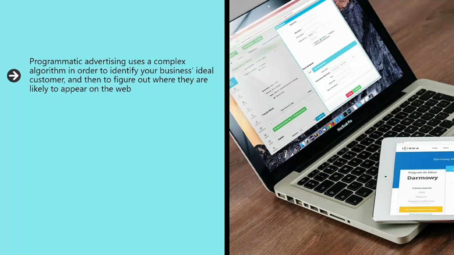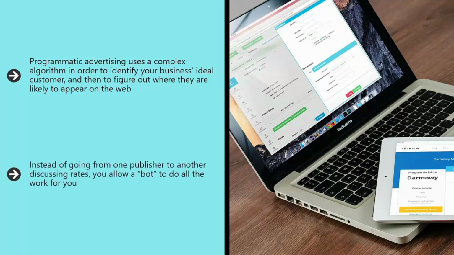Programmatic advertising uses a complex algorithm in order to identify your business's ideal customer and then to figure out where they are likely to appear on the web. It will then show the ads in those places and then utilize a learning algorithm. Instead of going from one publisher to another discussing rates, you allow a bot to do all the work for you. More importantly, though, this means that you won't waste money on an ad slot that no one looks at. Your ads will be chosen and honed by a smart algorithm, and the result will be that they get higher CTRs from the right targeted customers.